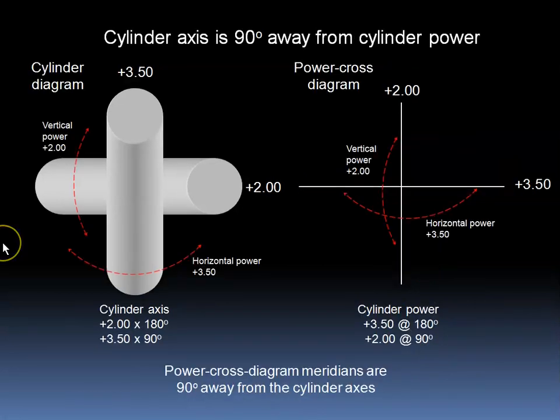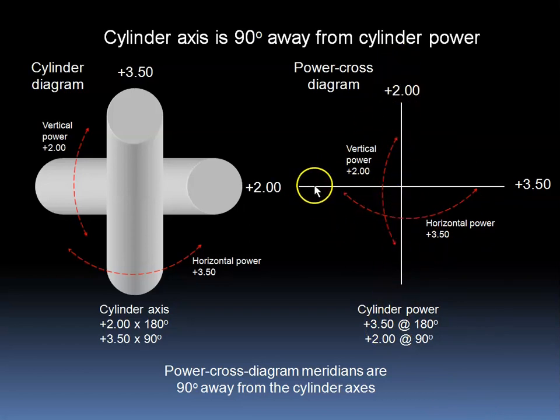Here we see two cylinders of unequal magnitude, one horizontal and one vertical. Note that the long axis of the +2 cylinder is horizontal. However, the power is in the vertical axis, because that is the axis with the curved surface. In the case of the cylinder with long axis that is vertical, the power is horizontal. We can show the notation of the cylinder axis by the orientation of the long axis of the cylinder. In this case, we write +2 at 180 degrees or +3.5 at 90 degrees. However, note that the power is at right angles to the axis notation. In other words, the power is +3.5 at 180 and +2 at 90.